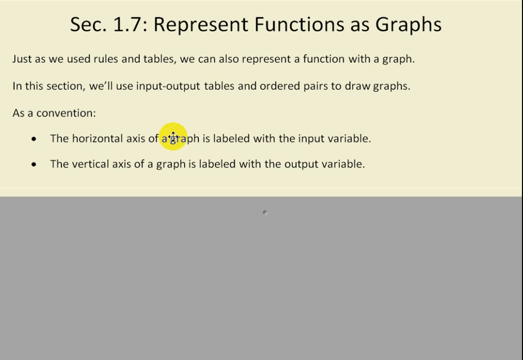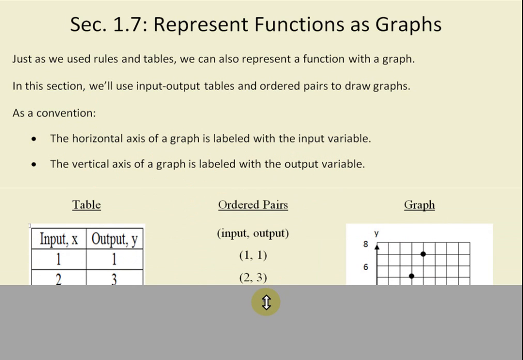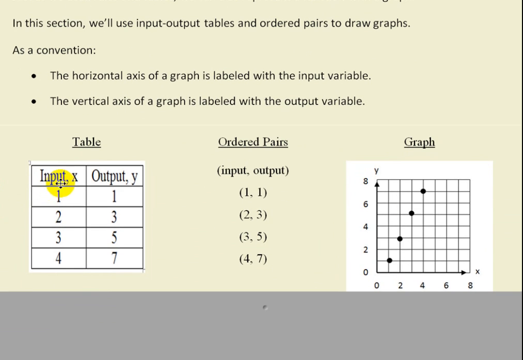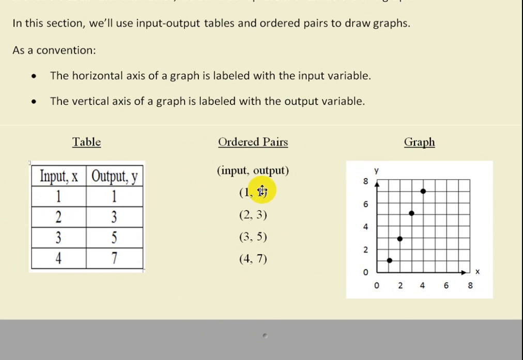So that's going across, normally called the x-axis. And then we're going to put the output variable, or the dependent variable, on the vertical axis, which is normally called the y-axis. So here's an example where we have a table of input and corresponding output values, and then from that we have ordered pairs, input, output.